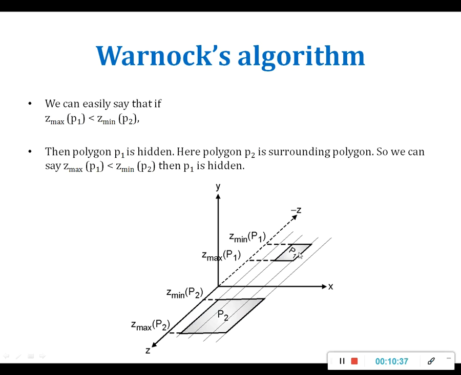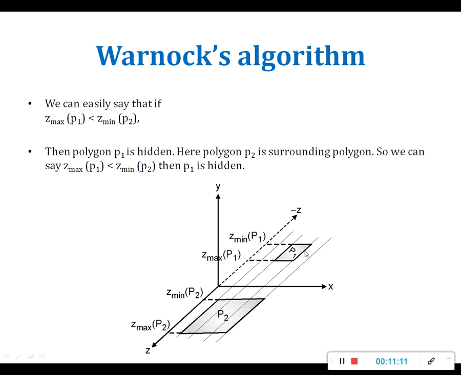So here you can easily see that we have two polygons, P1 and P2. The Z max value of P1 is less than the Z min value of P2. How? Because P2 is lying on the positive Z axis, whereas P1 is lying on the negative Z axis. That's why the Z min of P2 is greater than the Z max of P1. It means the Z max of P1 is less than the Z min of P2, right?